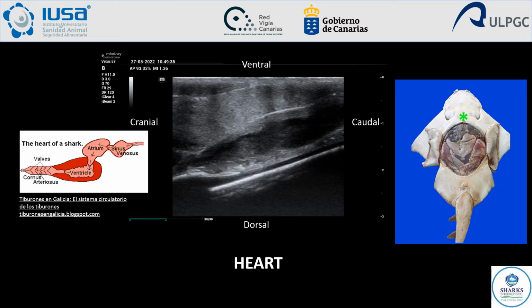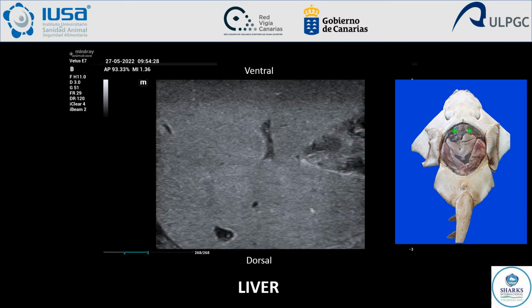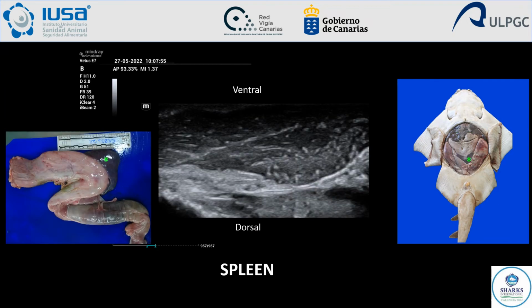We start with the view of the heart, which in this animal is bicameral. Cranially, we can observe the bulbus arteriosus, and caudally the cavity of the ventricle that shows an anechoic aspect. The liver is located in the cranial part of the cavity, showing an echogenicity similar to mammals. Here, the vessels of the vascular and the biliary circulation can be appreciated.